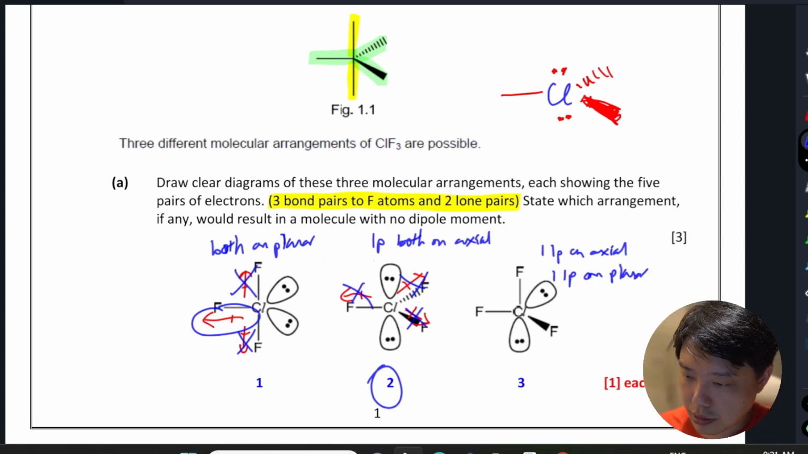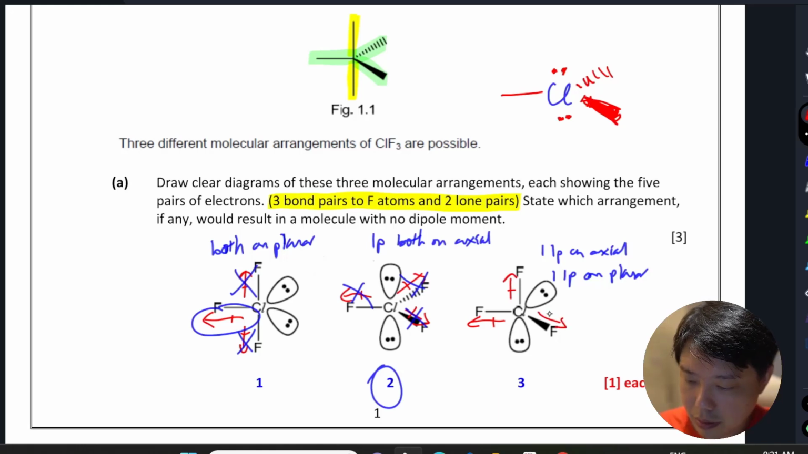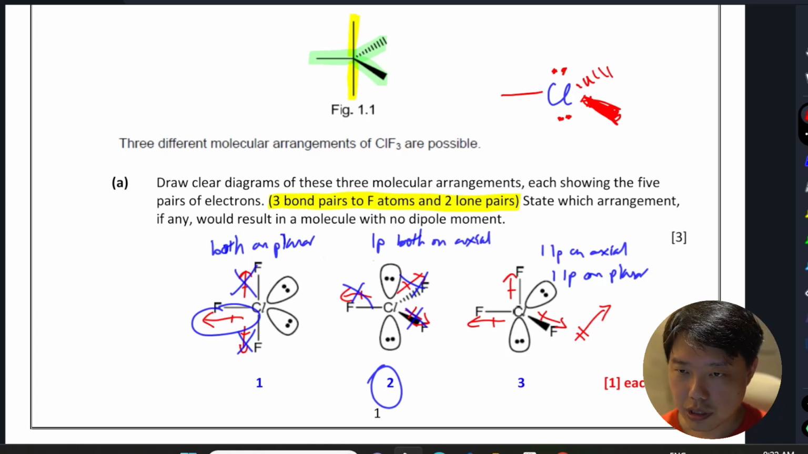Okay, the last one, if you put down the dipole moments, look at it, they don't cancel out. I'm not really sure what the eventual dipole moment is. I would think it is probably pointing somewhere here. This will be the net dipole moment. In any case, we just need to make sure that the dipole moments do not cancel out. As long as they have a net dipole moment, that's not the answer.